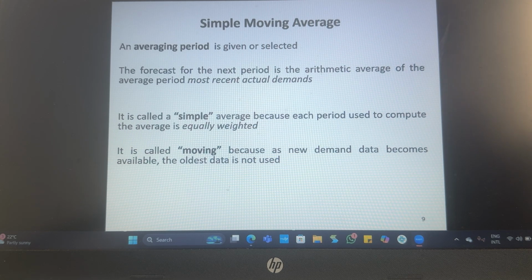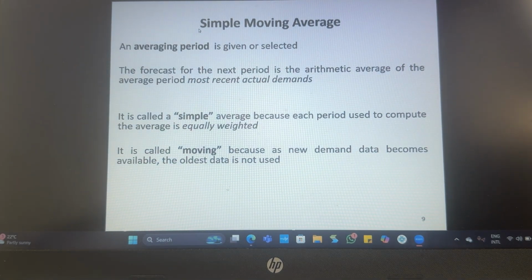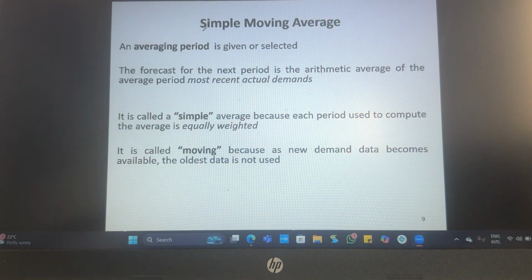Forecast for the next period is the arithmetic average of the average period, the most recent actual demand. This is called simple moving average. Why is it called simple? It's called simple average because each period used to compute the average is equally weighted.